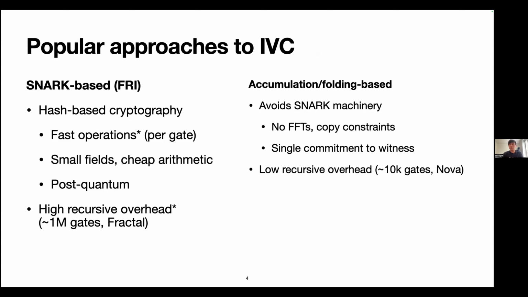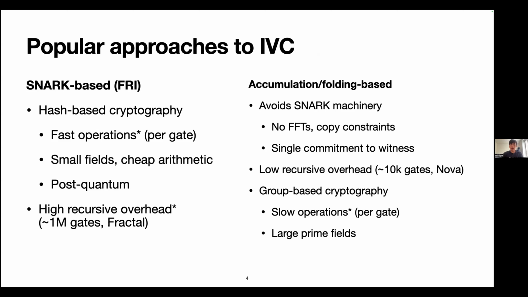Okay, and so these are great. But the big downside of accumulation is that all current accumulation schemes, obviously with the exception of this work and some concurrent work like LatticeFold, work with group-based cryptography. Group operations are relatively slow, and they also restrict how you arithmetize your computation. In particular, you're forced to use large prime fields, and there's really no flexibility there. As a result, your arithmetic is somewhat expensive. And finally, it's also not post-quantum.